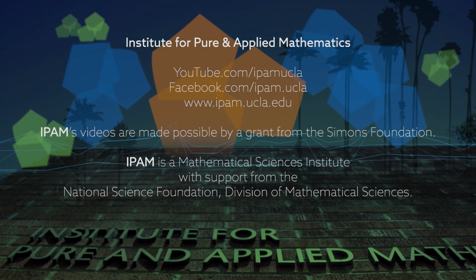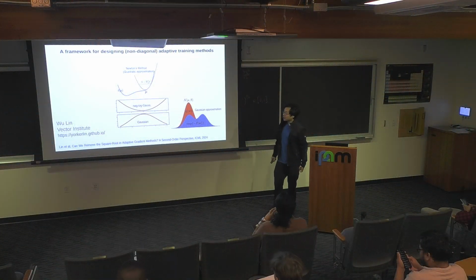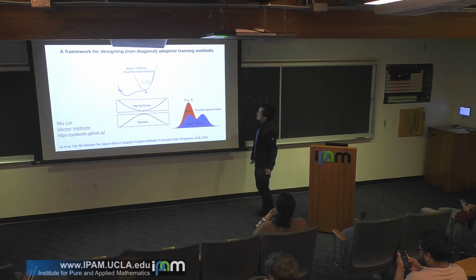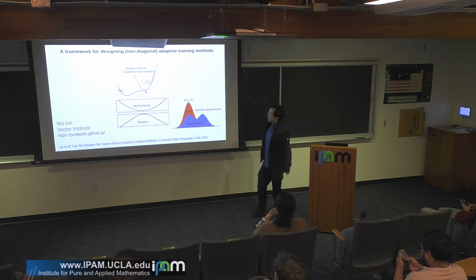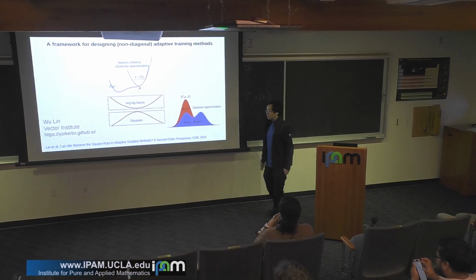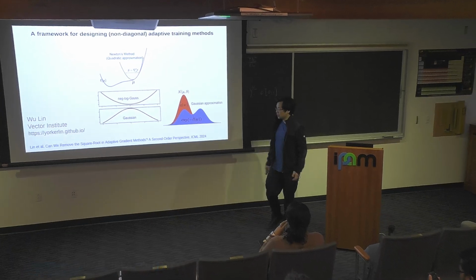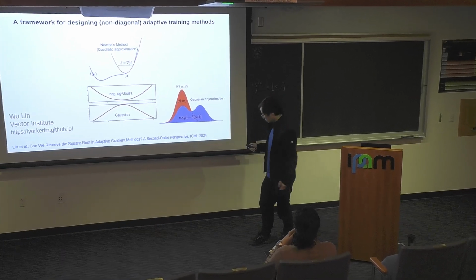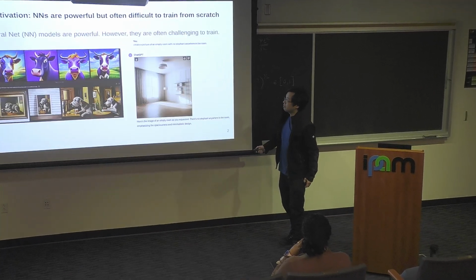So hello everyone. Today I'm going to present a framework to design non-diagonal adaptive methods for training large neural nets. And we will show that we can view Newton's method as a Gaussian approximation. And then we can use this connection to design new adaptive methods. So let's begin with our motivation.